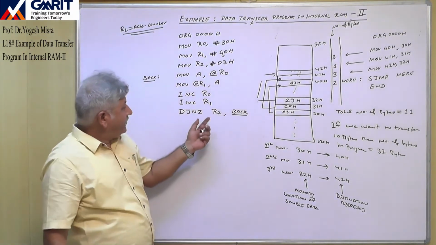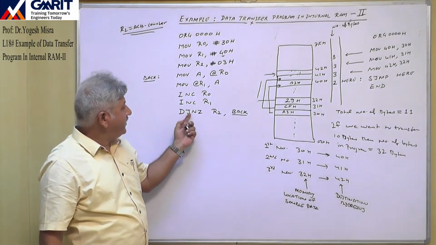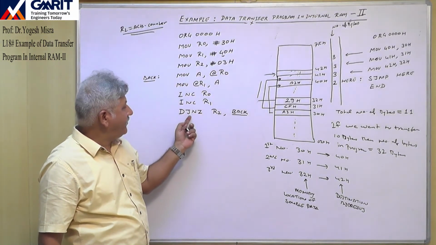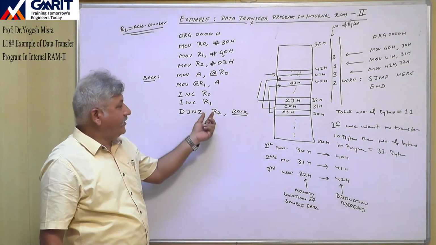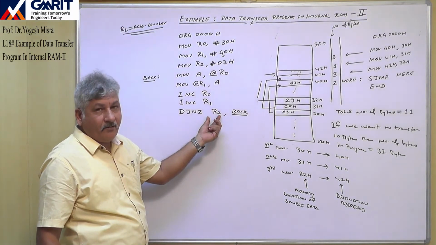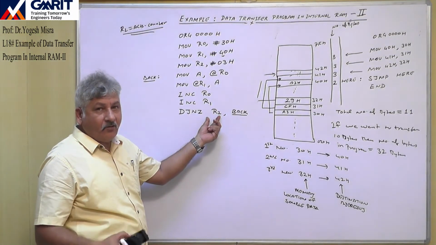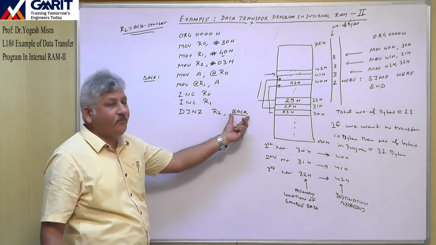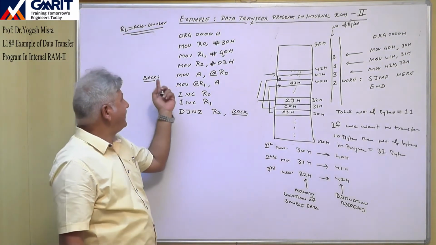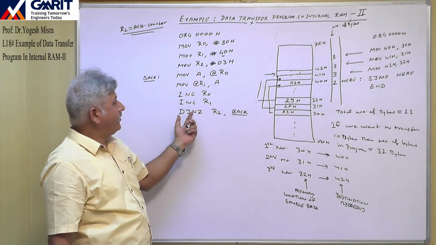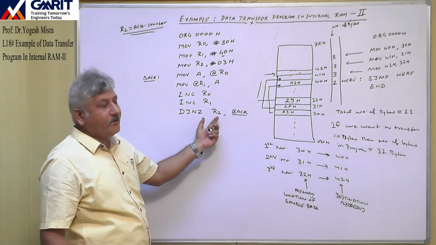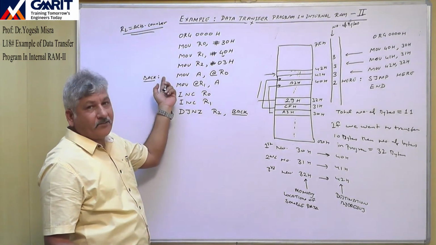So now what will this instruction do? DJNZ: decrease jump if not 0. Decrease the value of R2 by 1. If it is not 0, then jump to label back. Back is this, then come to this place. So decrease the value of R2 by 1. If it is not 0, then go back to this place.